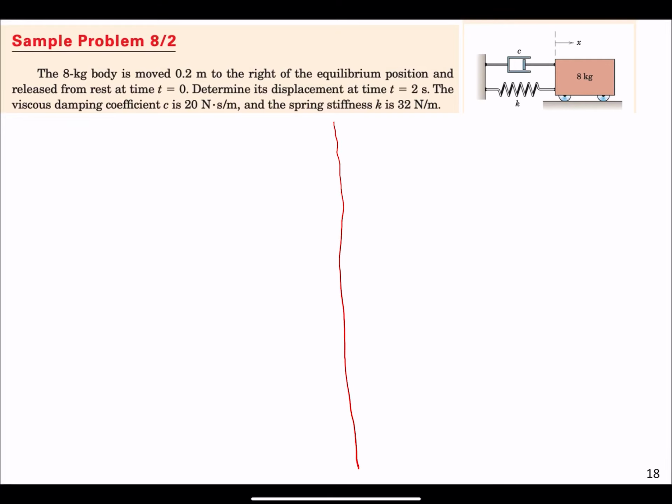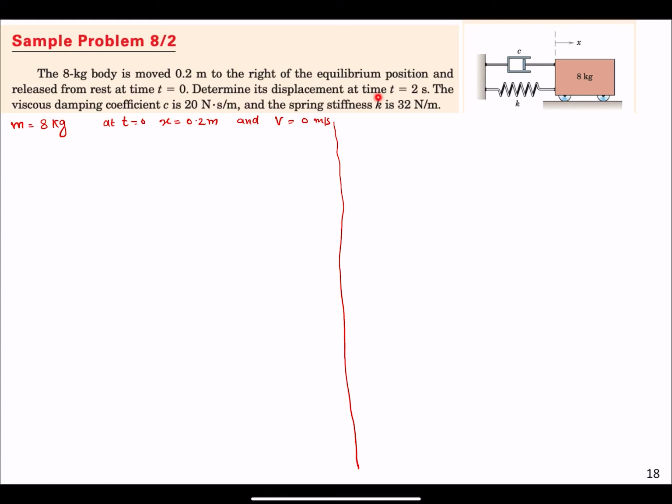What we are given is that an 8 kilogram body is moved 0.2 meter to the right of equilibrium position and released from rest at t equal to 0. So you are given the mass of the body, which is 8 kilogram, and you are given the initial condition that at t equal to 0, x is equal to 0.2 meter, and velocity is given, which is 0 meter per second.